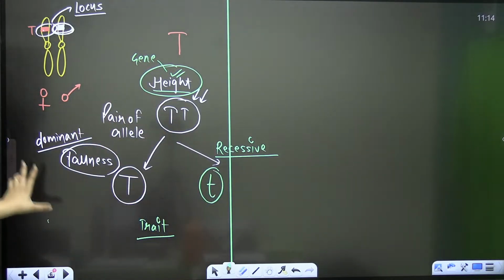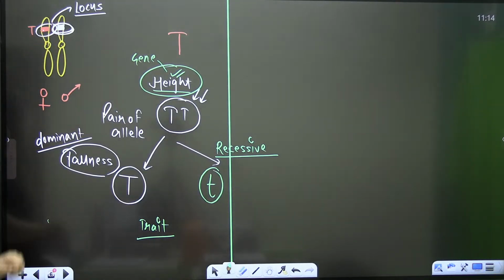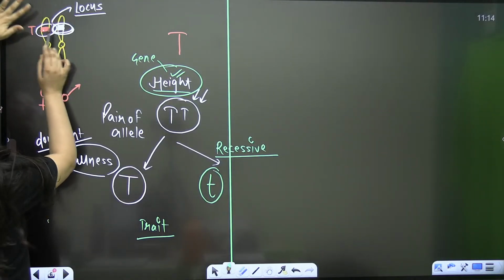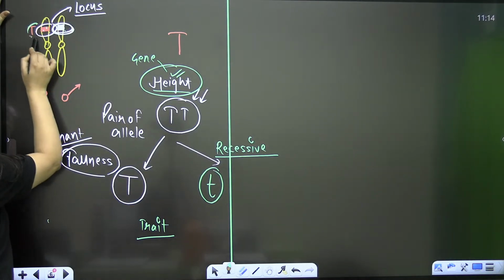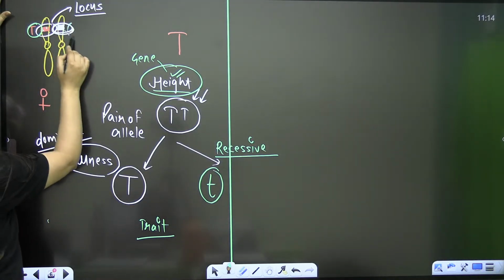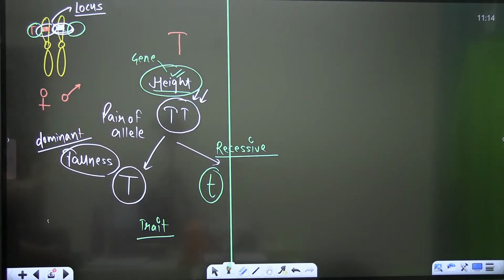And when I talk about their position, they are present on a chromosome, and their position is known as locus, right? And see, when it is a homologous pair of chromosome, if this particular chromosome is having the gene for height, here also at the same position you will see the gene for height, right? The allele can vary, but ultimately the gene is the same, right?